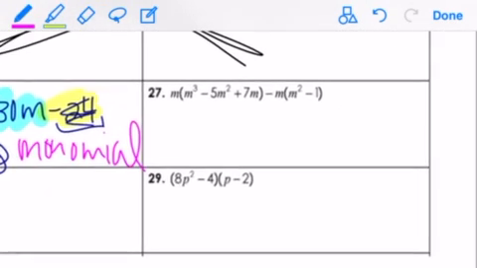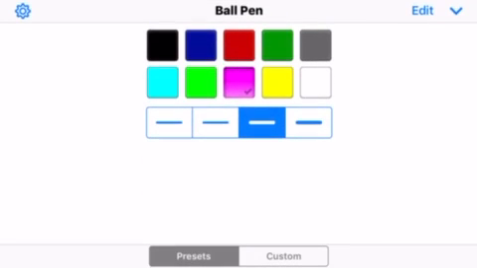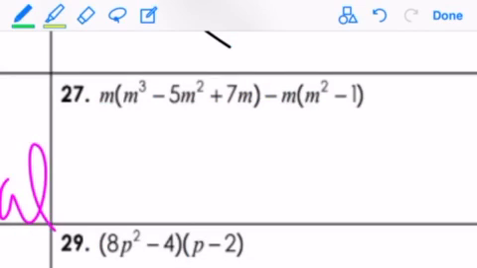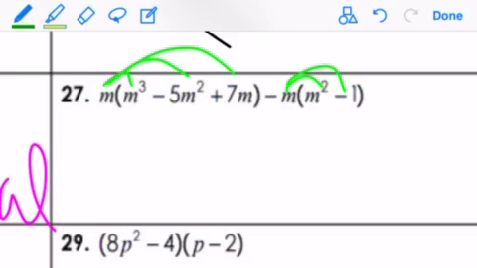All right, 27, moving on. So we have to distribute twice here also. But the first one has 3 rainbows and the second one only has 2. And then we'll combine like terms, okay? So m times n to the third. You are just adding the exponents there. So that's m to the 1 plus 3, m to the 4th.